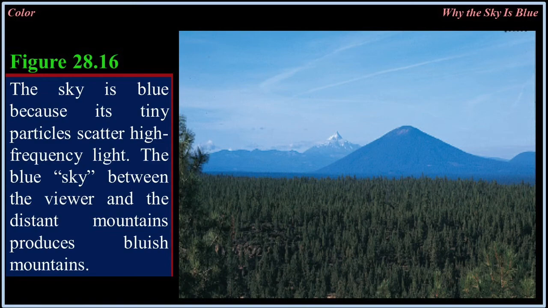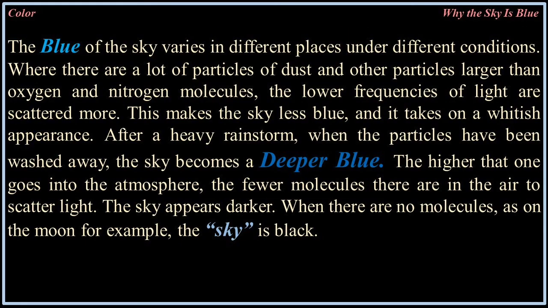The sky is blue because its tiny particles scatter high-frequency light. The blue sky between the viewer and the distant mountains produces bluish mountains. The blue of the sky varies in different parts under different conditions.